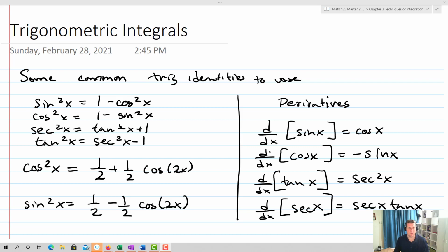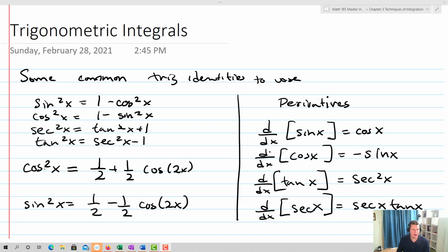So what we're going to do is start out looking at trig integrals, and we're going to be utilizing some trig identities in order to do substitutions. Here's a list of the important trig identities that we're going to be using quite a lot in this lesson. You'll notice we've got our Pythagorean identities: sine squared x is 1 minus cosine squared x, etc.